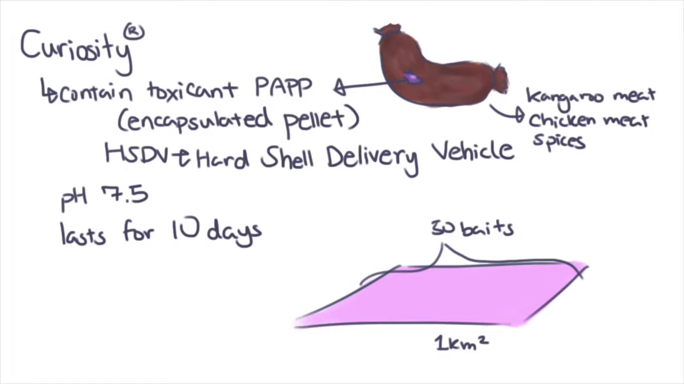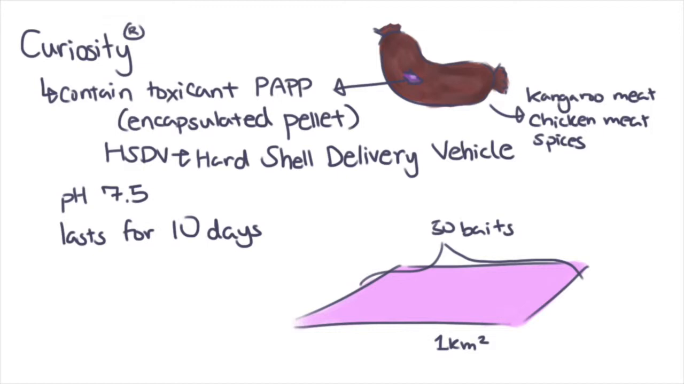One of the methods used to decrease the feral cat population is known as Curiosity, which is a bait that contains the toxic para-aminopropiophenone (PAPP) in a sausage made up of kangaroo meat, chicken, and spices to lure the feral cats. This bait uses an encapsulated pellet referred to as the hard-shell delivery vehicle, shortened to HSDV. Also, it has been modified from Eradicat so that the meat is slightly alkaline with a pH of 7.5. This change allows the bait to last for 10 days before going bad.